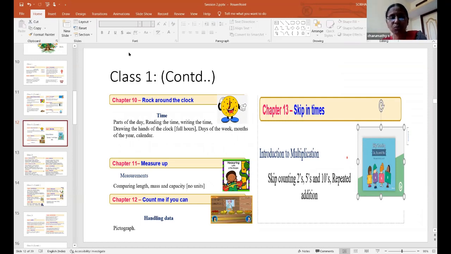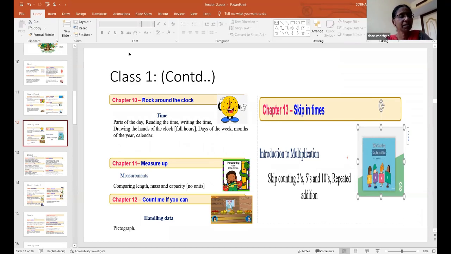Next, the last one. This is the topic which we have introduced this year particularly: skip counting, just an introduction to multiplication tables. Of course, we have not done the multiplication tables, only skip counting in 2s, 5s, and 10s to make them understand that repeated addition is nothing but multiplication. So these are the topics that we have included for class 1.